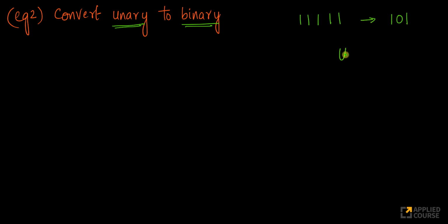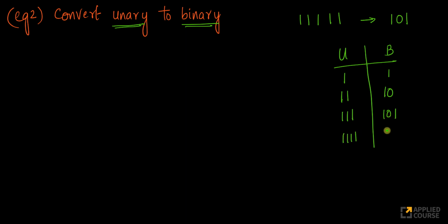If you think of unary and binary, if you have just one 1, binary is also 1. If you have 2 ones, this should become 1 0. If you have 3 ones, this should become 1 1, I'm sorry. Not 1 0 1, 1 0 1 is 5. So 3 is this, and 4 is 1 0 0. If you have 5 ones, it should become 1 0 1. And so on and so forth. So this is base 2 and this is base 1.